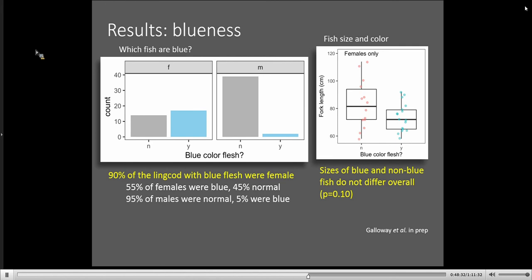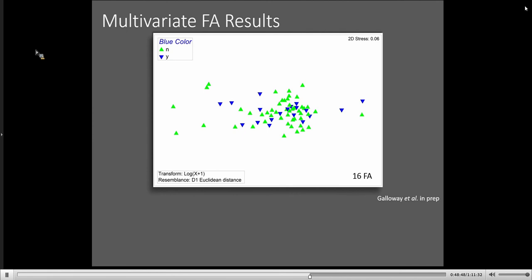And so this is just showing the size of the fish versus whether they're blue or not. They didn't differ overall, although the biggest fish were not blue. And so here we go. I ran the fatty acids on these fish and discovered that overall there's no differences. And so I'm glad I got to show you a plot earlier where there's nice blue separation, but in reality, it doesn't always work quite nicely for us. And so this is interesting.